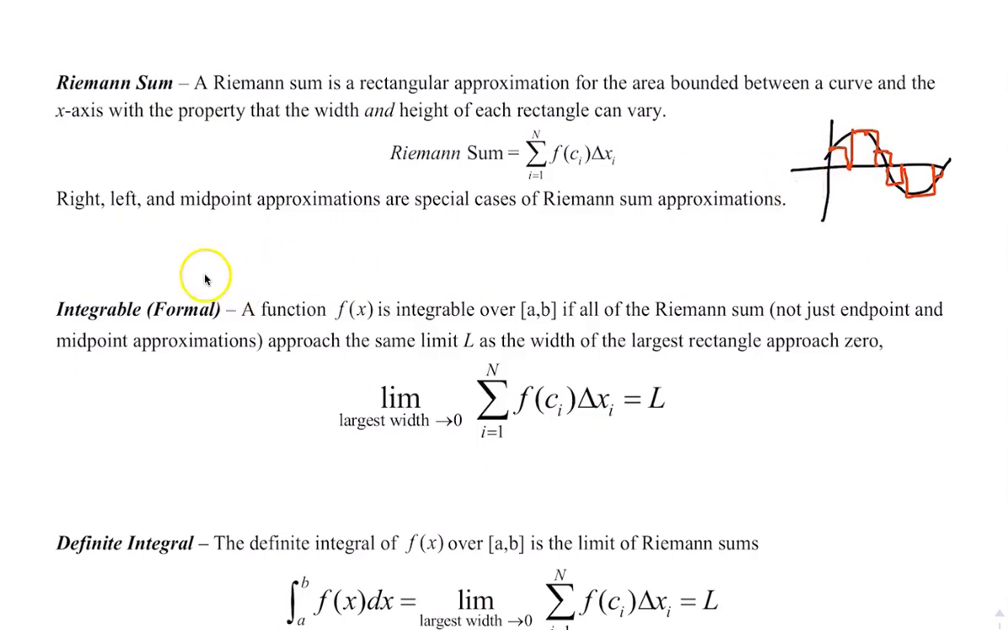Now let's talk about integrable. A function f of x is integrable over a, b if all the Riemann sums, not just the endpoints, midpoints, all of them, the big, small ones, all of them, approach the same limit as the width of the largest rectangle approaches 0. So they're saying, hey, as long as the width of the largest rectangle approaches 0, so for us that's kind of like this one right there, right?